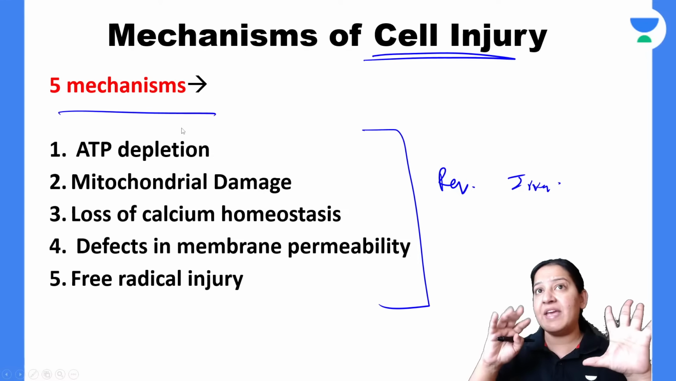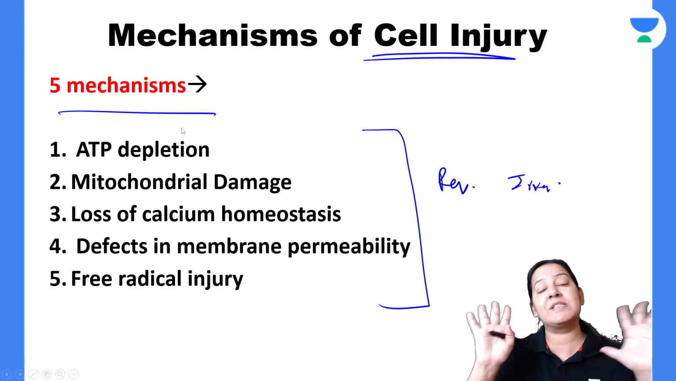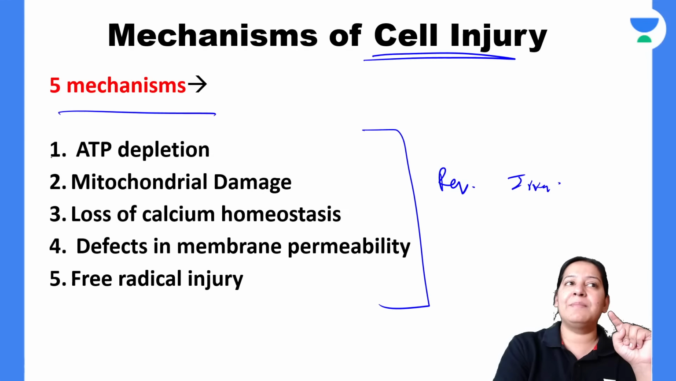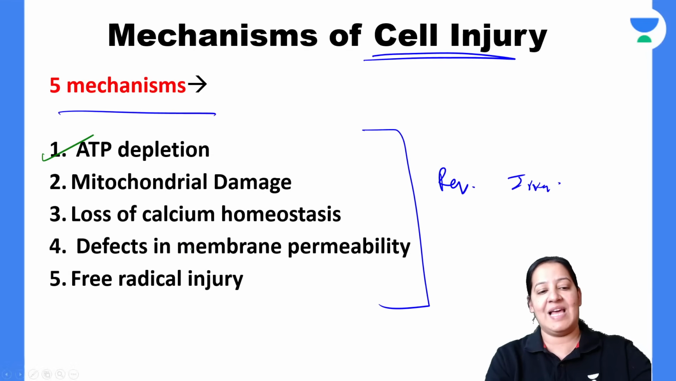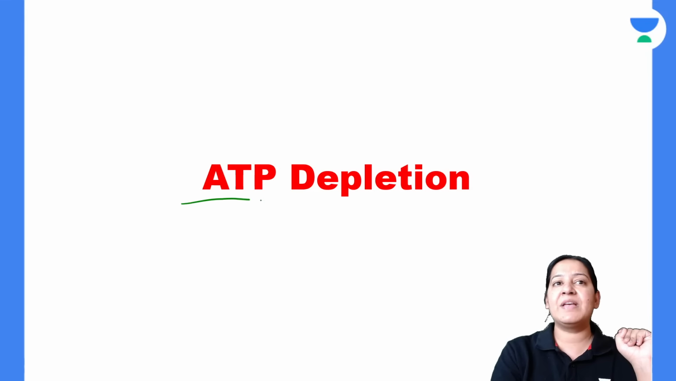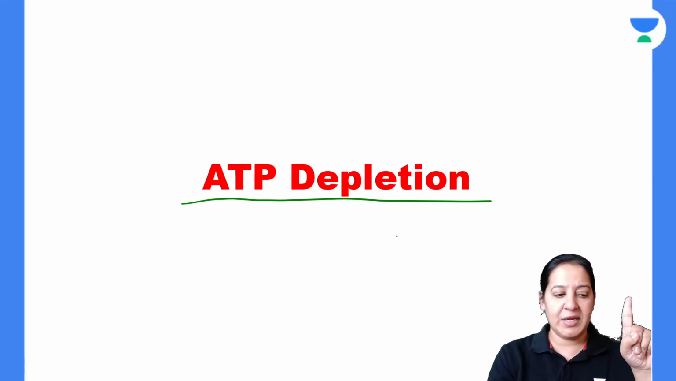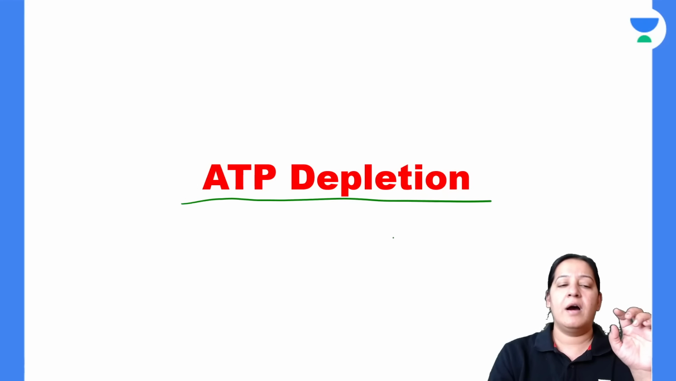So there are 5 mechanisms of cell injury. I will explain all 5 one by one in super simplified diagrams and flowcharts. So the first mechanism is ATP depletion. The first mechanism of cell injury is ATP depletion, right? So what is ATP depletion? Why does the cell require ATP?